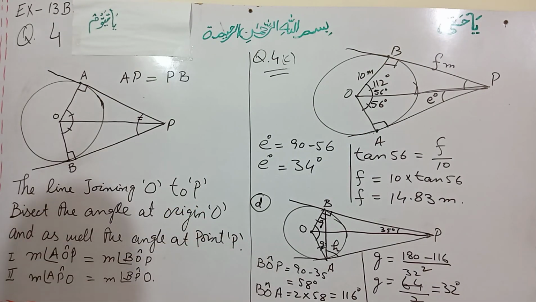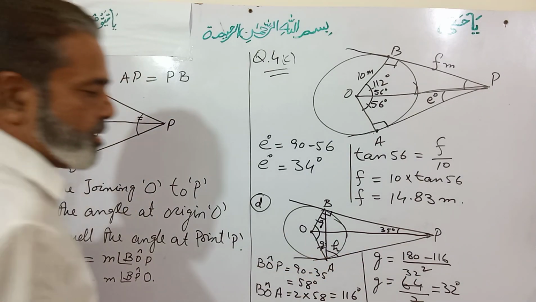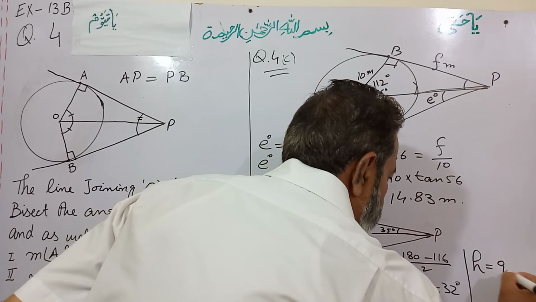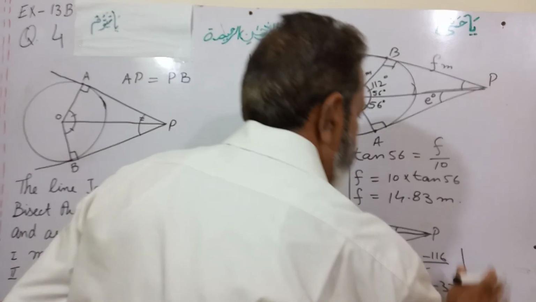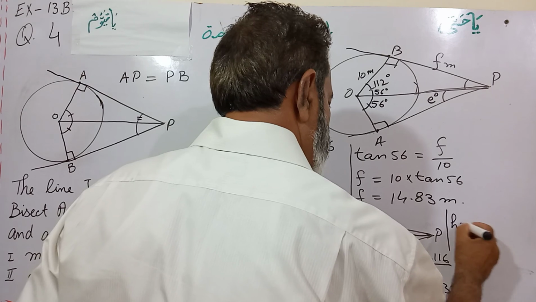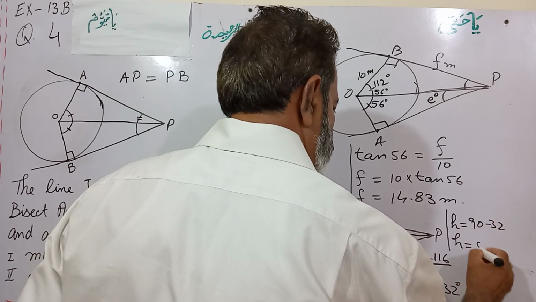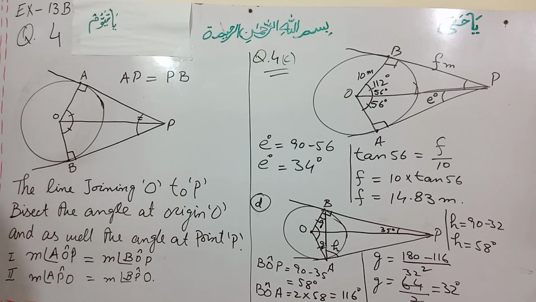Now you can find H, because OAP is a right angle. So in this, H is equal to 90 minus 32. So H is equal to 58 degrees. That's it for C and D parts.